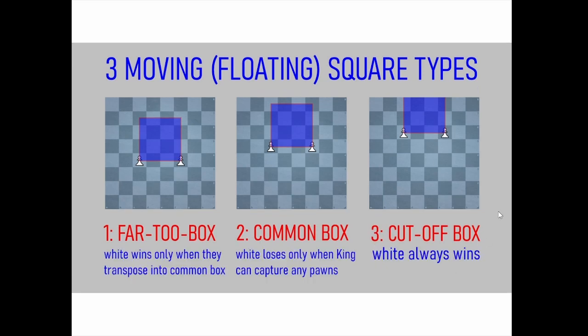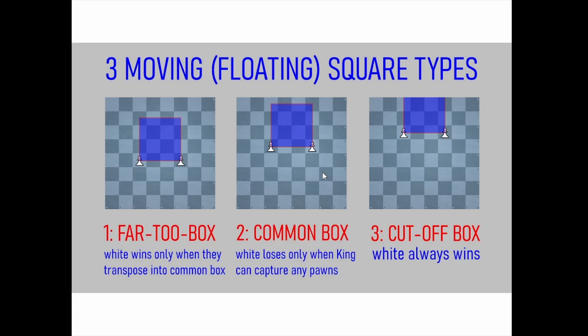And now, what about the evaluation, you may ask? With the far to box, we have the following situation. White wins only when they transpose into a common box. Therefore, at this moment, we need to figure out where the kings are, especially where the black king is, and if the black king can capture one of the pawns.